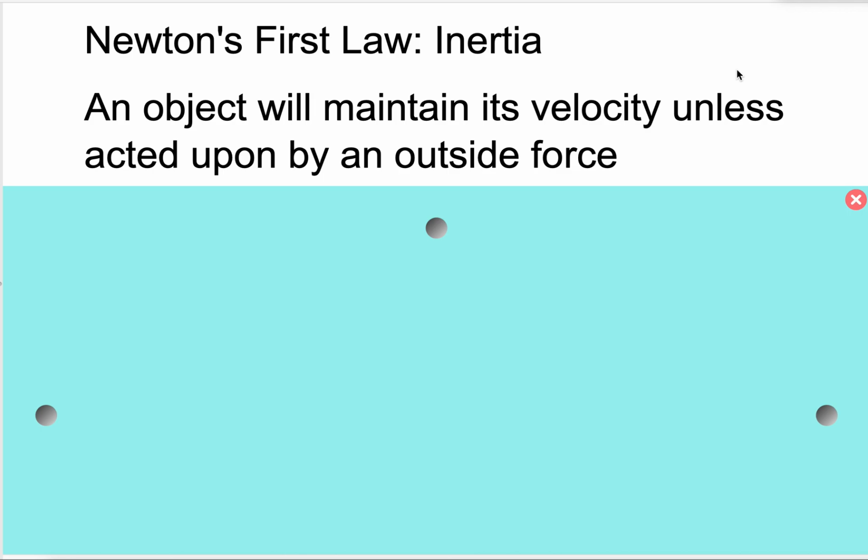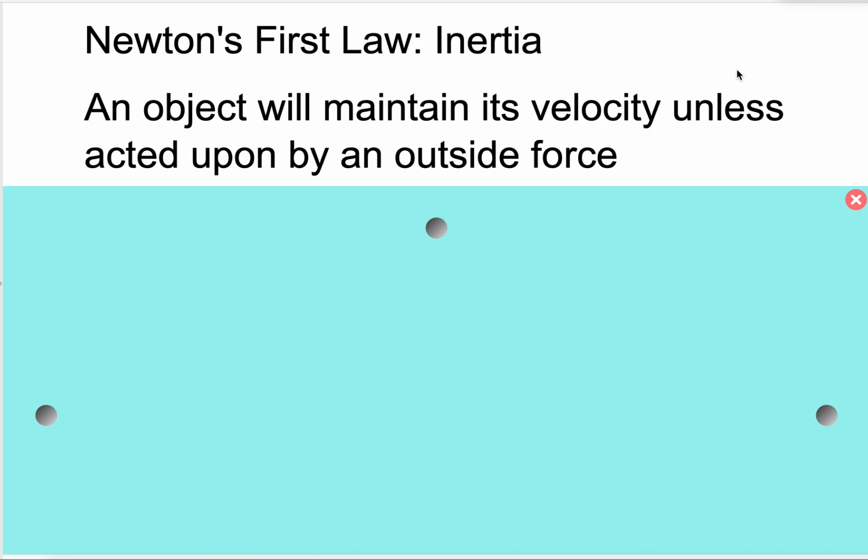So, real quick review from yesterday. Newton's first law. It's the law of inertia. And what Newton's first law says, remember, is that objects will maintain their velocity unless they're acted upon by an outside force. Right? The middle school version of it that you learned was an object at rest stays at rest. An object in motion stays in motion unless acted upon by an outside force.